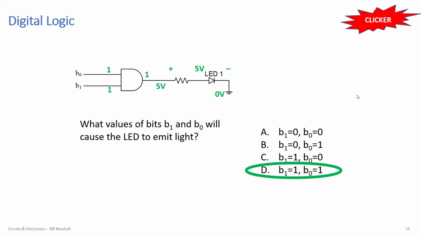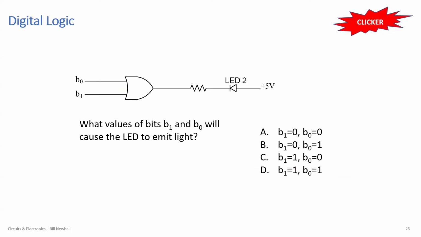All right, let's try another. Try this one. What values of the bits, B1 and B0, will cause the LED to emit light?